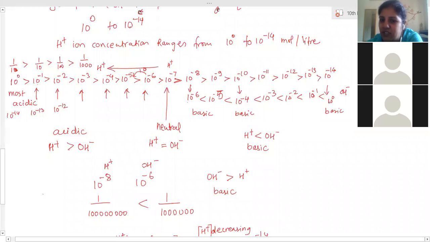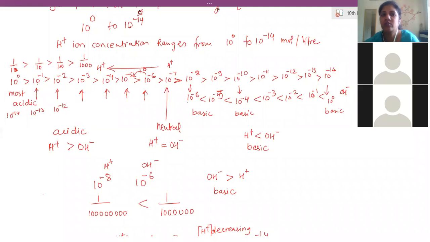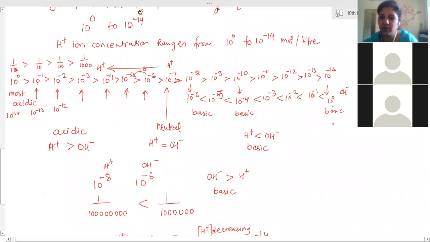So that means this solution has the maximum OH minus ion concentration. The 10 to the power 0 concentration solution has the maximum number of OH minus ions. So that means that is the most basic substance. So this solution is the most basic.